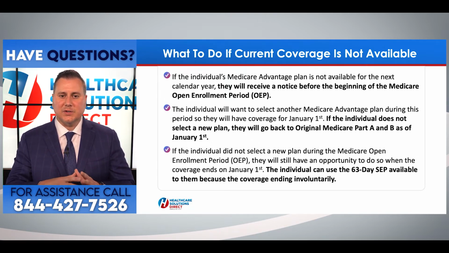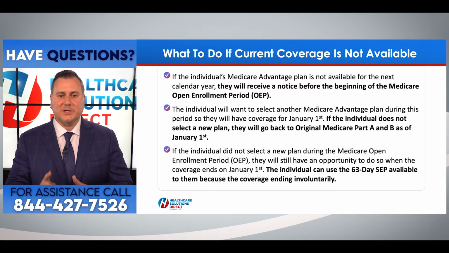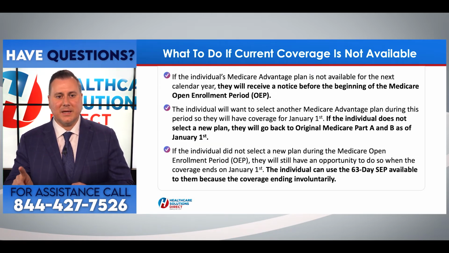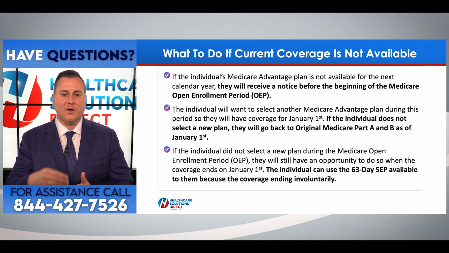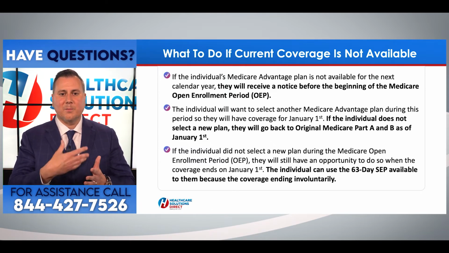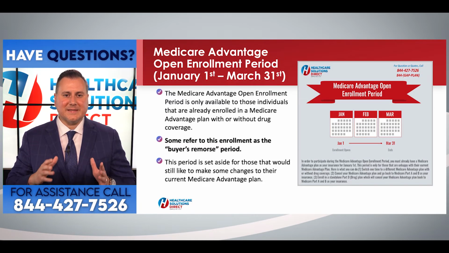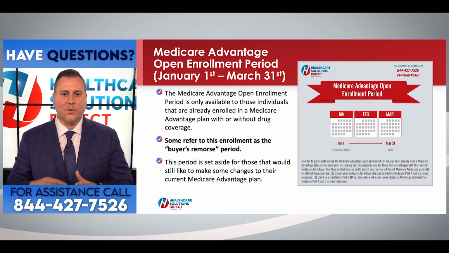So if the individual did not select a new plan during the Medicare enrollment period, OEP, they will still have an opportunity to do so when that coverage ends on January 1st. We talked about the 63-day SEP rule in a different video. The individual can use the 63-day SEP available to them because the coverage ended involuntarily. So you would have 63 days after January 1st to be able to go get another Medicare Advantage plan or a PDP plan.